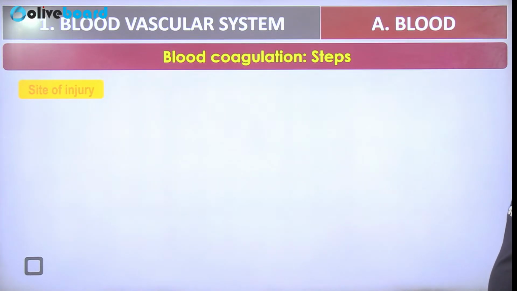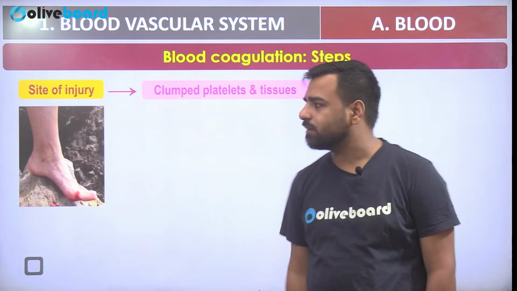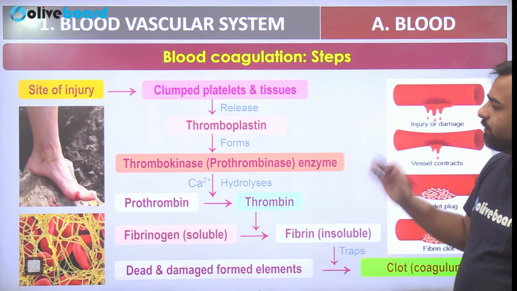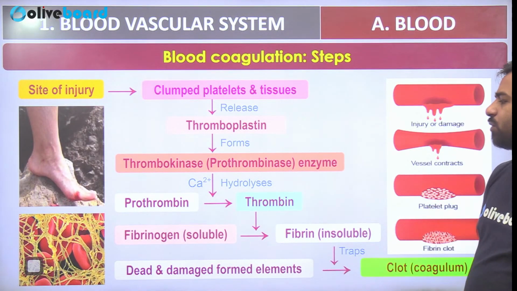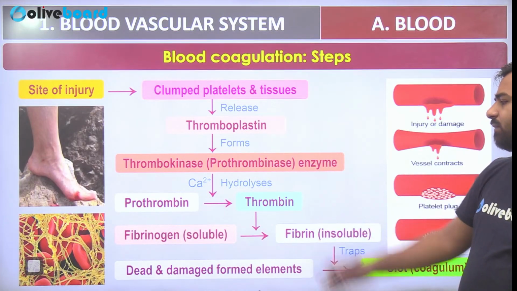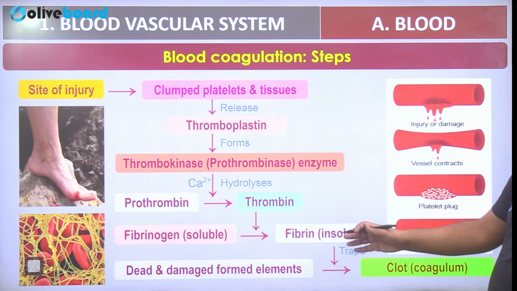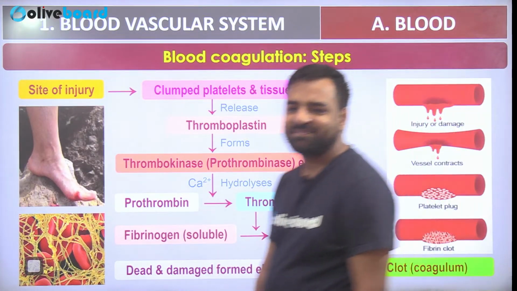If I talk about the blood coagulation steps, there's a site of injury where you have been hurt, right? Where the wound is. Here you will have the clumped platelets and tissues. They release thromboplastin, which forms thrombokinase. Here calcium ion is there, that hydrolysis, and here prothrombin is turned into thrombin. Then fibrinogen, which is soluble, forms fibrin, and this traps that particular blood part, and finally the clot is formed. So this is the stage in which there was injury, blood was coming out, platelets plug here, fibrin clots, and finally the blood clotting is there. It's as simple as that.